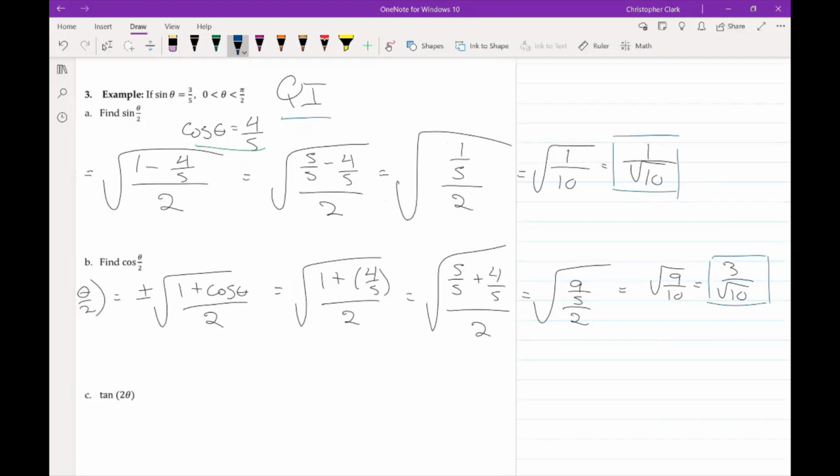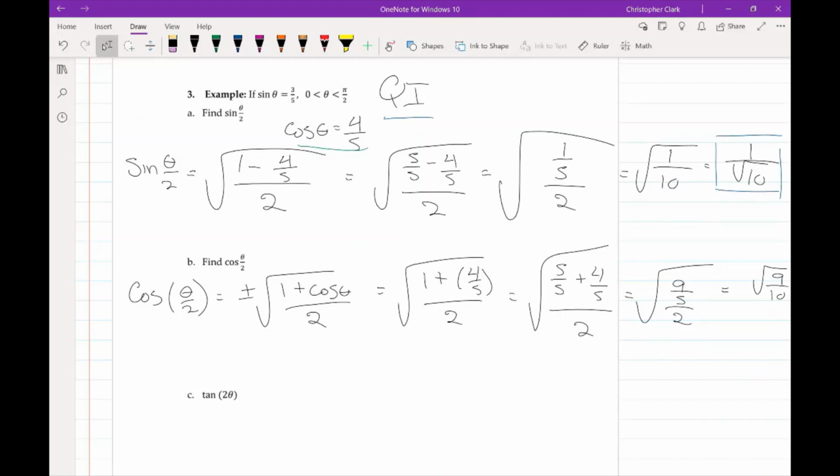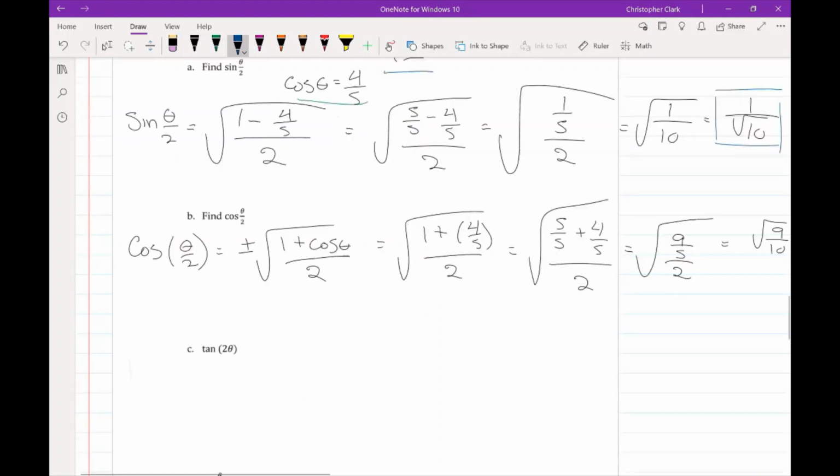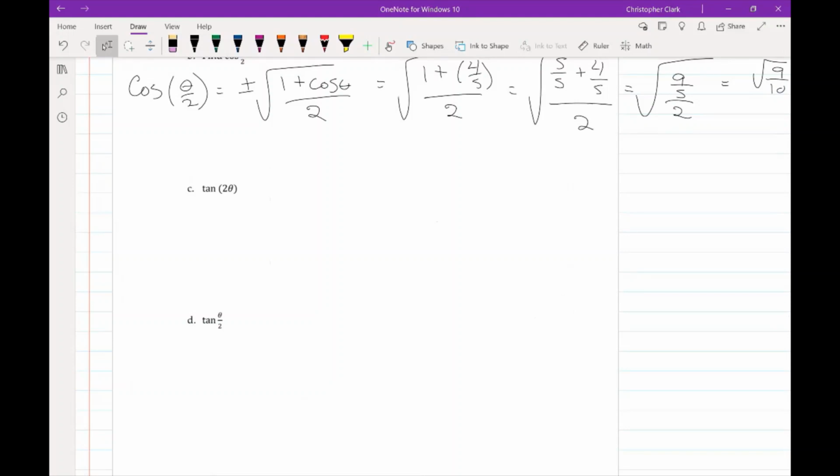And that is what we get. All right, so the general idea is that we just used the half angle identity above, and because we already knew what cosine of theta was, we just plugged it in and then simplified it. All right, how about tangent of 2 theta?